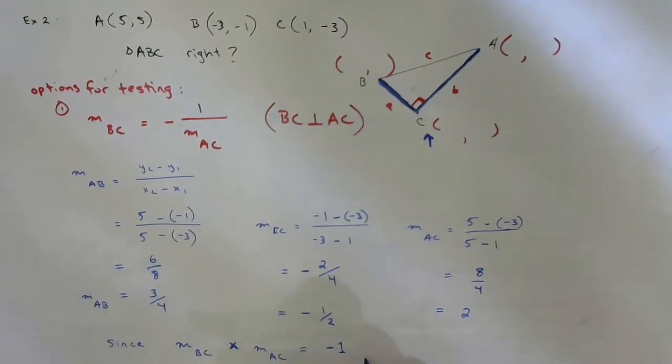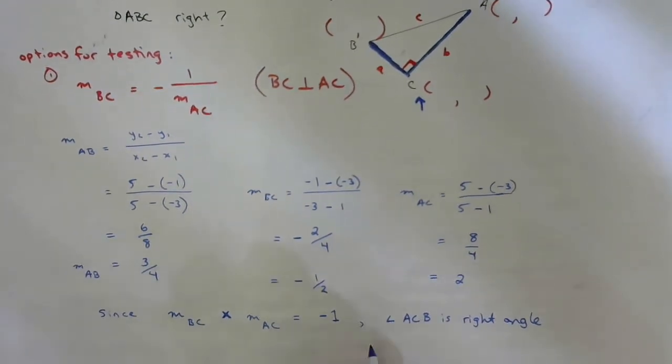Since these are perpendicular, that tells me that angle ACB is a right angle. Angle ACB is a right angle. And that also tells me triangle ABC is a right triangle.